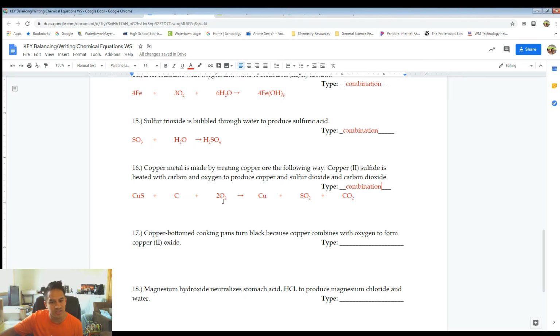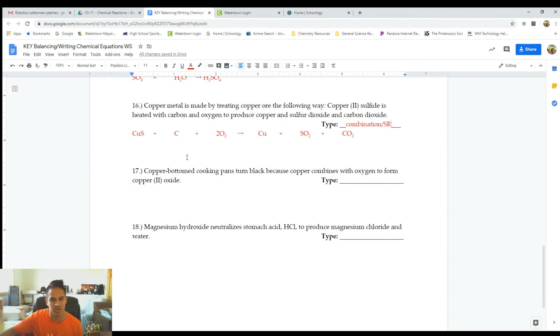As well, we could consider this a single replacement because we have sulfur and oxygen, and the oxygen is essentially kicking the copper out, right? So the oxygen is like kicking the copper out to give us SO2, and the copper is by itself. So you could label this as a couple of different ones, combination or single replacement. This is one of those ones where it doesn't necessarily fall under one particular category.